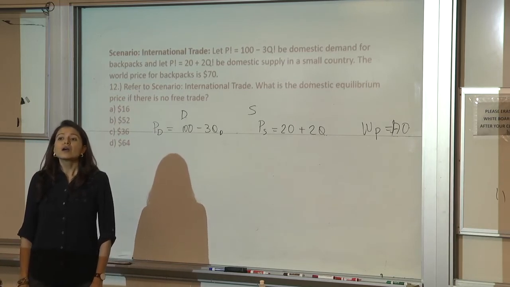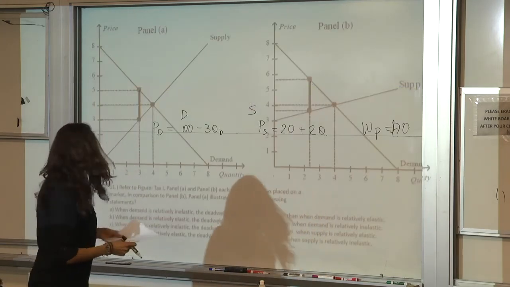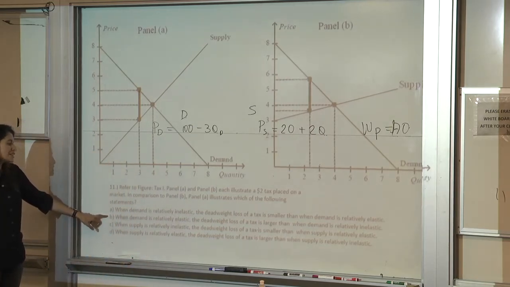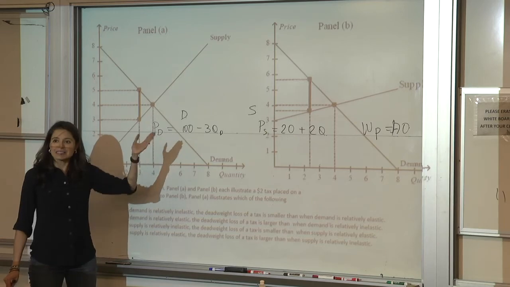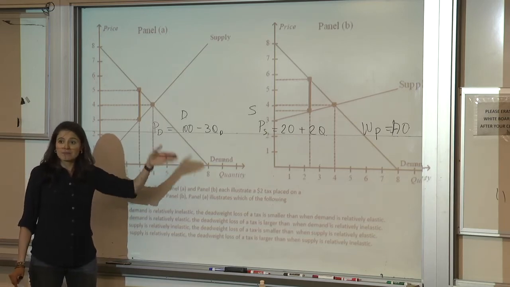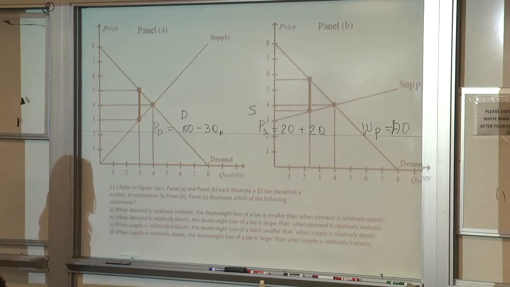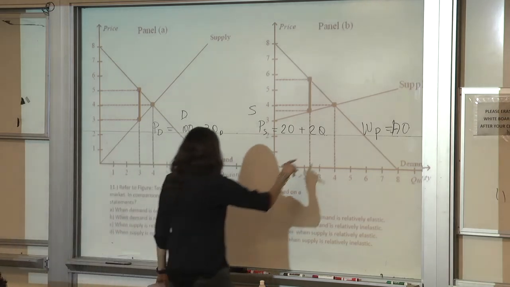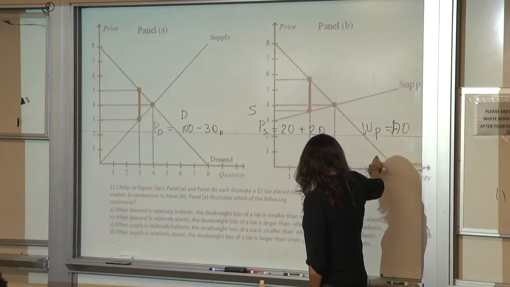Question about the last one. What makes choice D wrong? Can you go back, Daniel, please? Number B, because it is talking about demand being relatively elastic or not, and you don't have demands in the graph to compare because they are both the same, right? At D, when supply is relatively elastic, which is this case, the deadweight loss of a tax is larger than when supply is relatively.